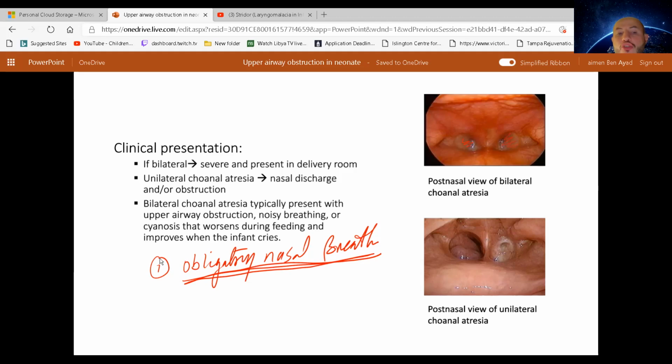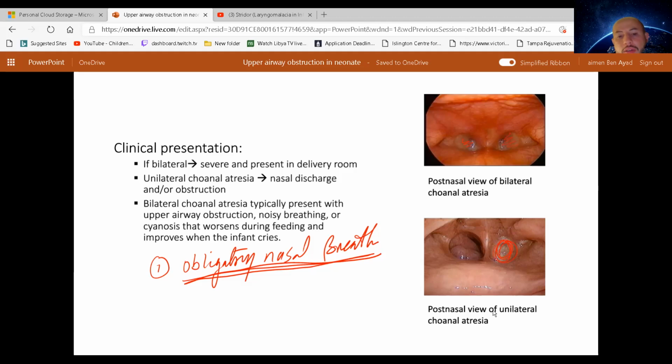Versus if you have a baby with unilateral choanal atresia, usually it's mild, can present with intermittent desats, or it can be discovered later on with nasal discharge and obstruction. And you can see this one is open, and this one is blocked.